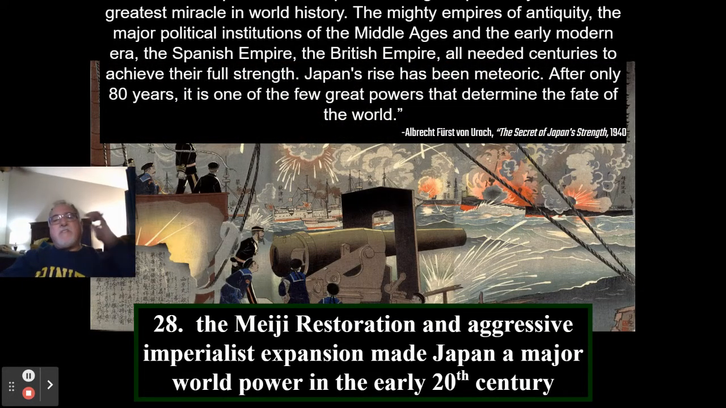They call it the greatest miracle in world history. The mighty empires of antiquity, the major political institutions of the Middle Ages and the early modern era, the Spanish Empire, the British Empire, all needed centuries to achieve their full strength. Japan's rise has been meteoric. After only 80 years, it's one of the few great powers that determined the fate of the world. And that was written in 1940.